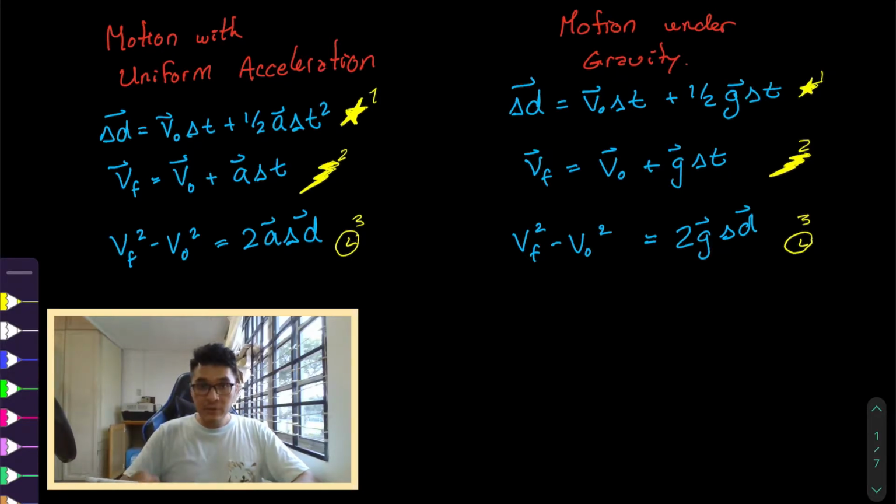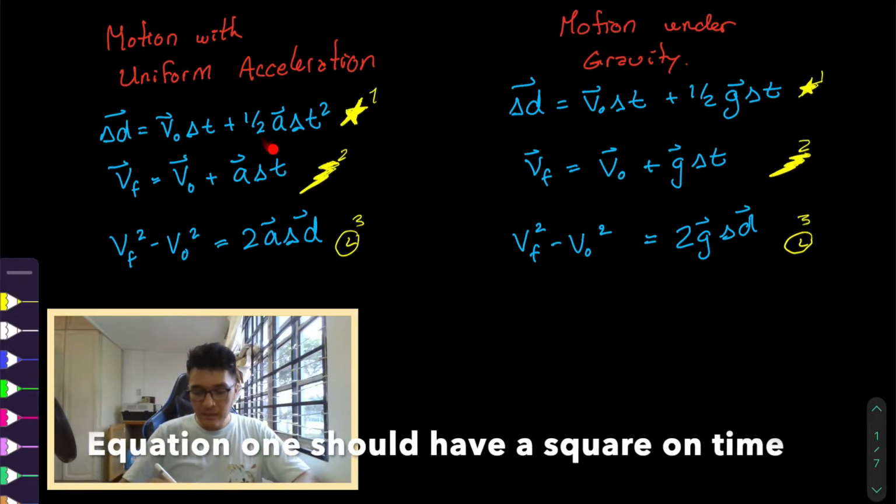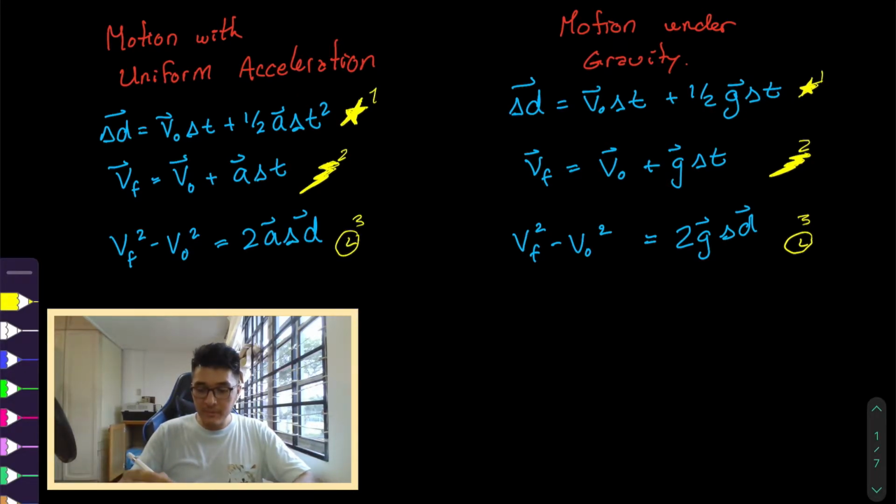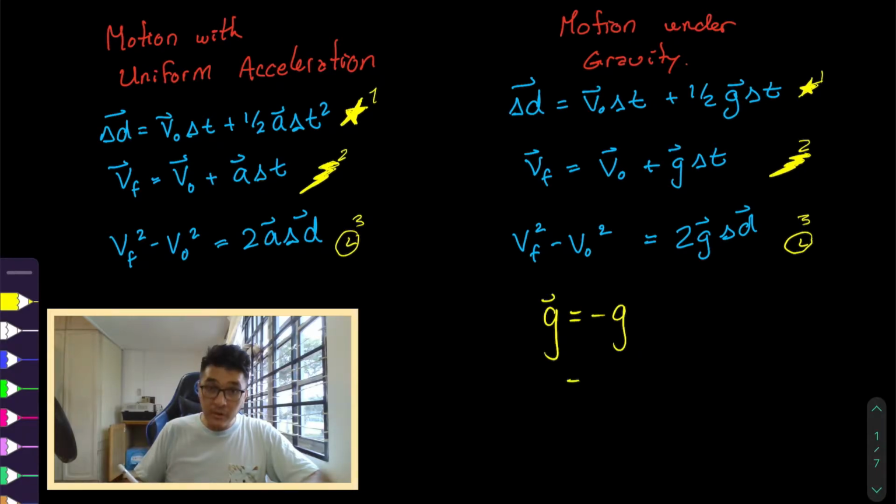Now, the only difference that we're going to be doing today with motion under gravity is that because we are near the surface of the Earth, the acceleration is going to be due to gravity. So if you notice the equations, they're almost identical, but instead of A for acceleration, we use the letter G for acceleration due to gravity. Now, the convention that we're going to use is we're going to say G equals negative G. Now that is a bit confusing, so just bear with me for a moment.